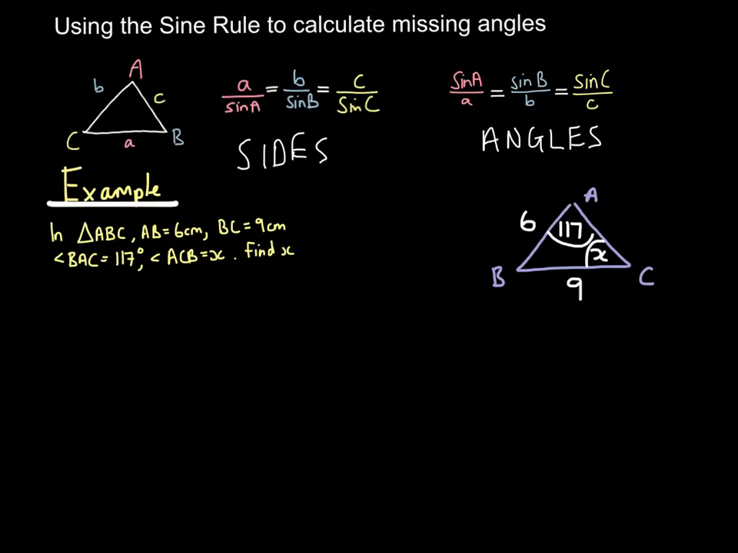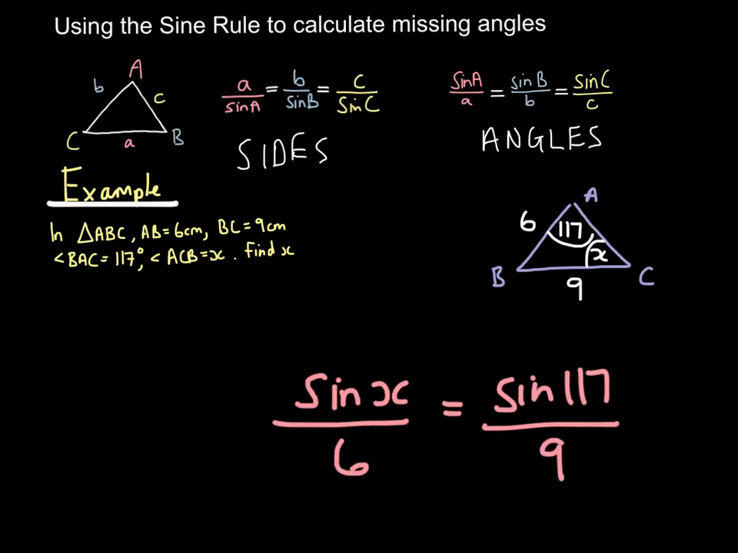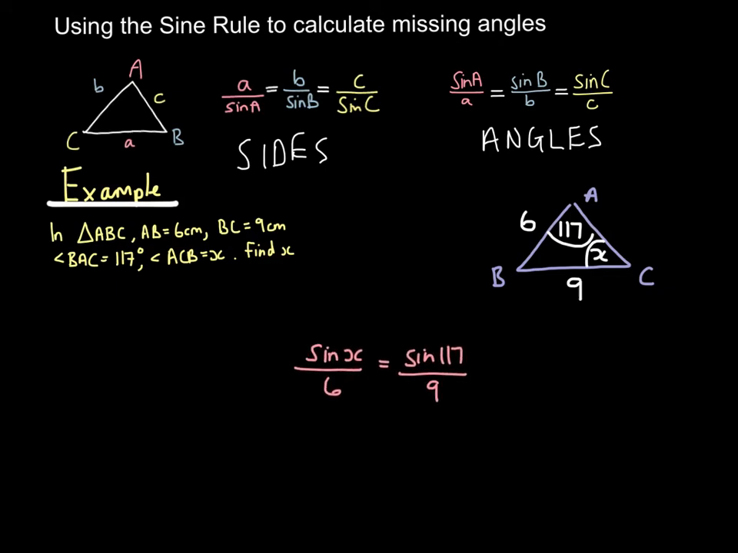So we can just get straight into the working that way. Okay, so I'm going to start off, because X is what we want to work out, with sine of X divided by the side opposite it, which is 6, is equal to sine of 117 divided by the side opposite it, which is 9. Alright, let's just shrink that and stick it over here on the left hand side.